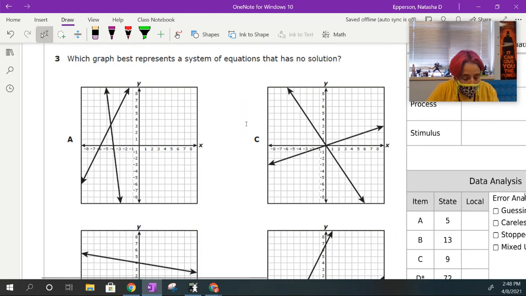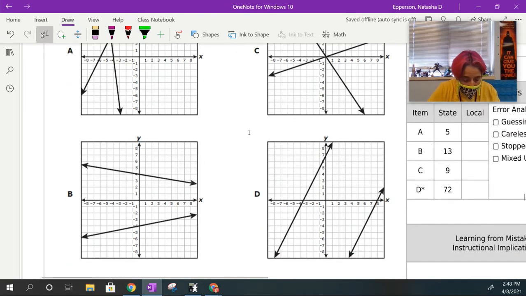Same type of question. This says represents no solution. That means that we're going to have same slope. That means we're going to be parallel. So the only possible ones we've got are B and D. I'm thinking it's D, but let's double check.